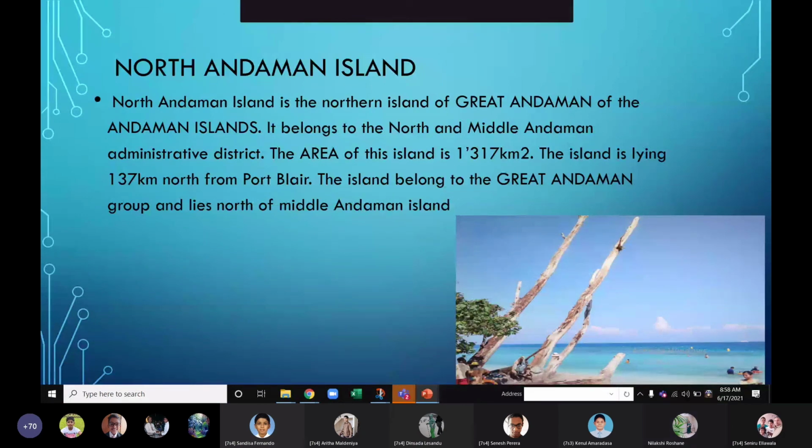North Andaman Island. North Andaman Island is the northern island of Great Andaman of the Andaman Islands. It belongs to the North and Middle Andaman Administrative District. The area of this island is 1,317 square kilometers. The island is lying 137 kilometers north from Port Blair. The island belongs to the Great Andaman Group and lies north of Middle Andaman Island.